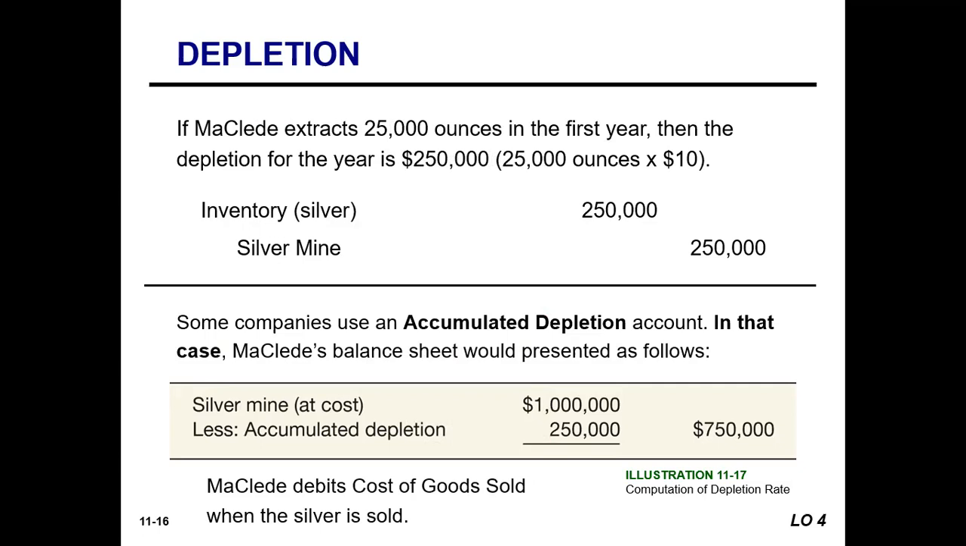It says some companies use an accumulated depletion account. In that case, McLeod's balance sheet would be presented as follows. I guess there's a word missing there, but so the silver mine, if we got it at 1 million less accumulated depletion, we'd have that book value again, $750,000.